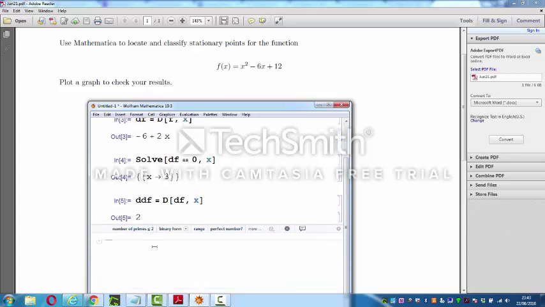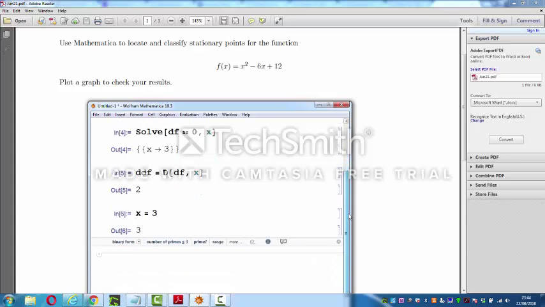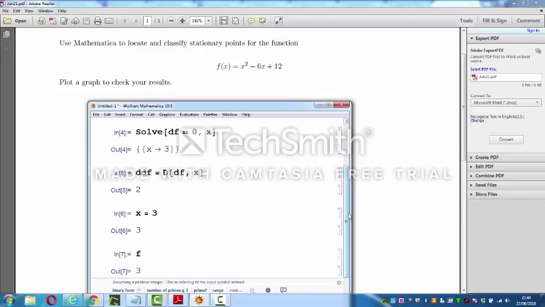Now we really should just check the value of f at that point. So if we set x equal to 3, our stationary value as given here, and then let's check the value that f takes, f is equal to 3. So it would seem that we have found a stationary point at x is equal to 3, where f is equal to 3, and it is a minimum.